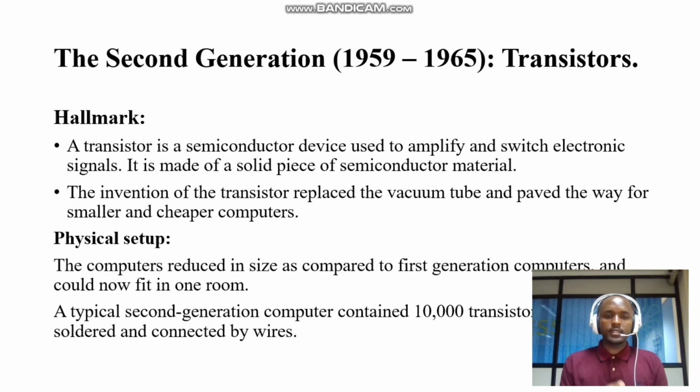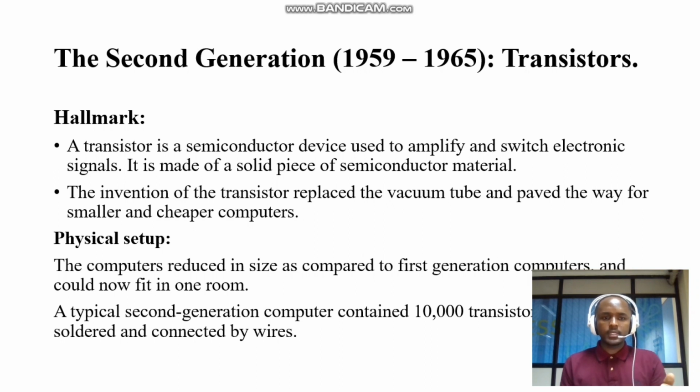Then proceeding to the second generation computers, transistors. The hallmark: a transistor is a semiconductor device used to amplify and switch electronic signals. That's a brief explanation of the transistor, because it was the main invention during that period.